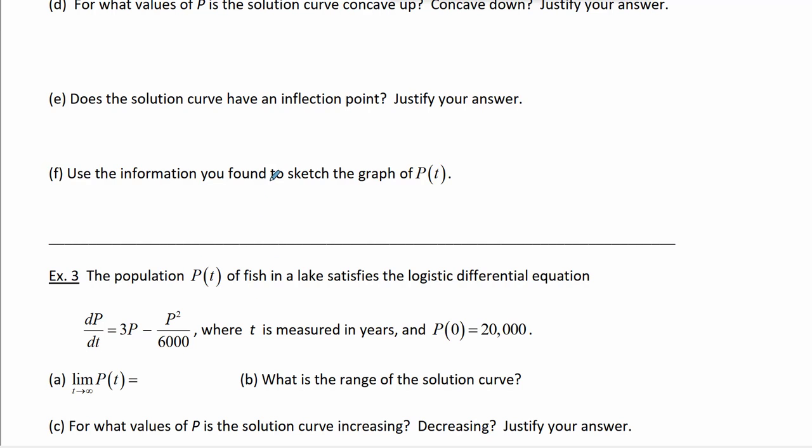Okay, sketch it. So what do we know? We know that the initial value is 10,000. The carrying capacity is 18,000, so there's my line. The function is increasing from 10,000 to 18,000, but it's concave down. So just like that, and that's what my graph looks like. Okay, let's do the last one here.